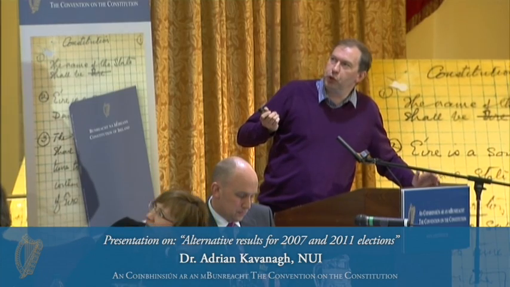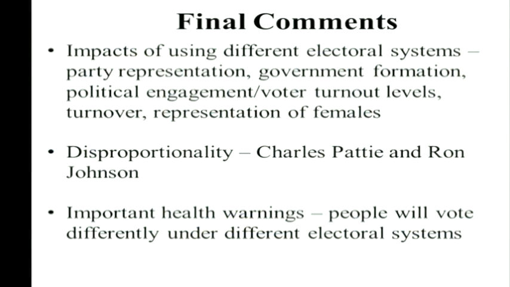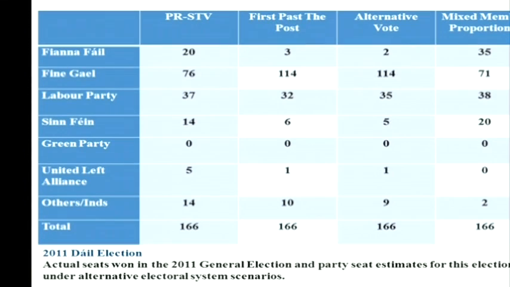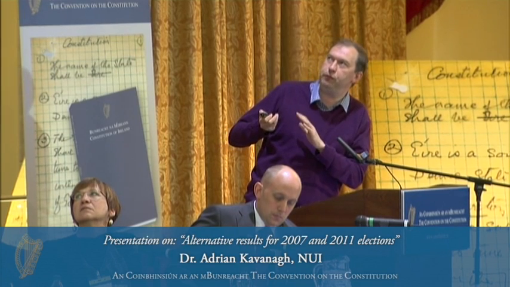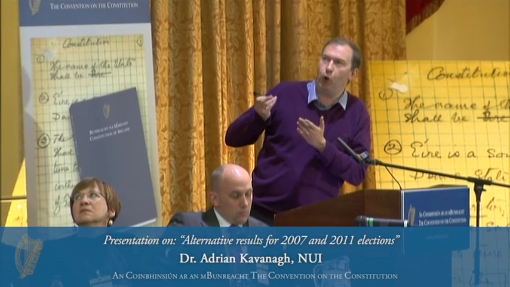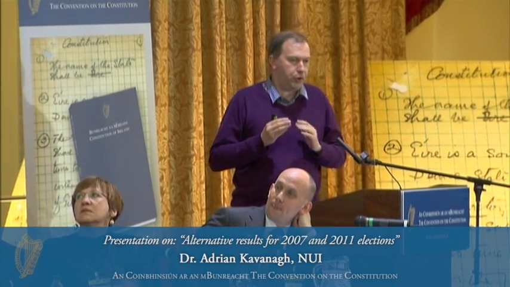So I know we're under time pressure here, so just a few quick points. A lot of these points are in the report itself. So this looks at what the impacts would have been in terms of party representation, and the knock-on effects in terms of government formation. If you look at, say, 2011, some of the electoral system scenarios have Fine Gael with enough seats to form a majority on their own. Others have Fine Gael with not enough seats, needing support from other groupings. And the same in 2007: Fianna Fáil would have needed support to form a government in PRSTV and MMP, but not in the other systems. I've also looked at other aspects.